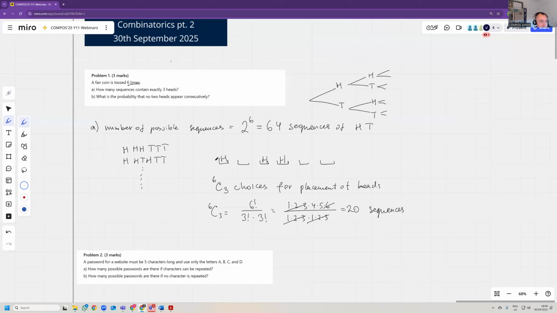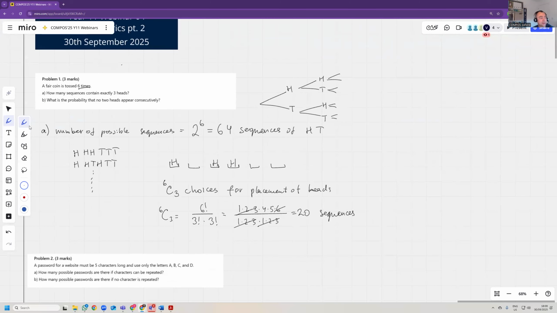Now, the next question is, what is the probability that no 2 heads appear consecutively? That's a different question, and that's a much harder question. So B, no 2 heads appear consecutively.